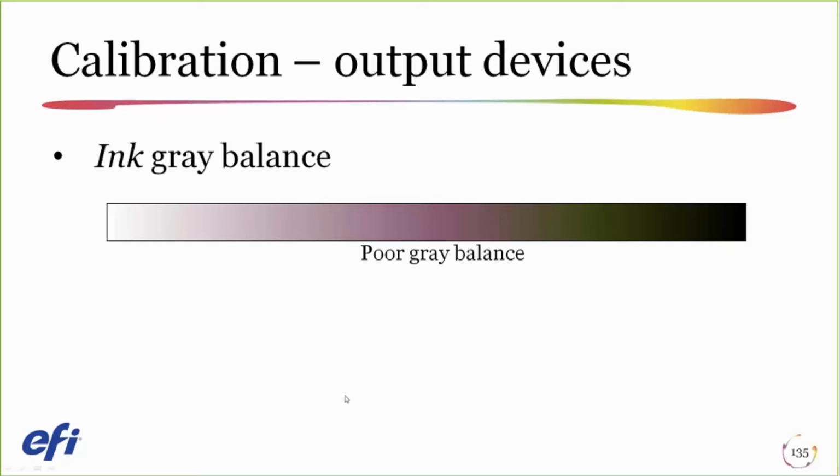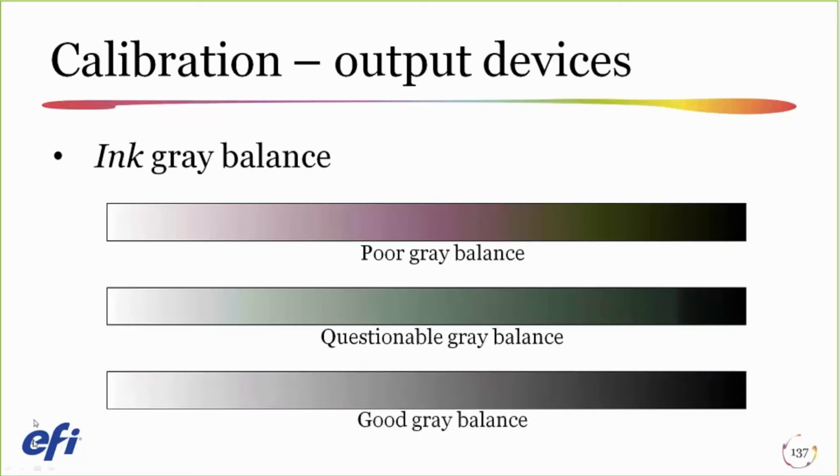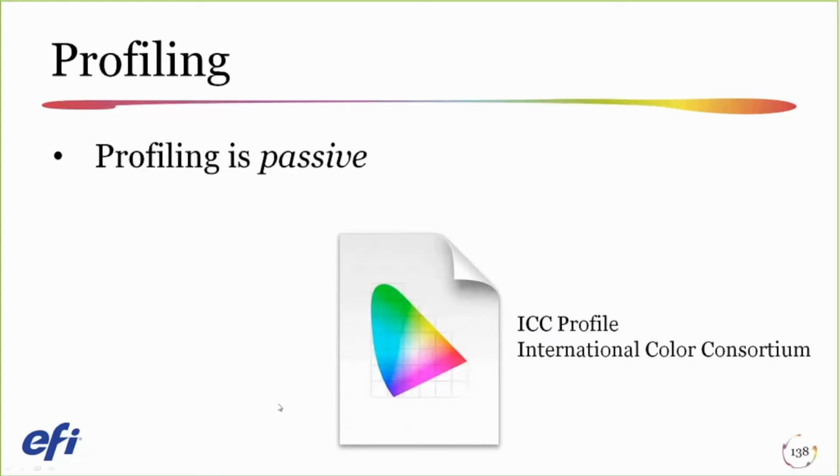And finally, a gray balance. On inkjet printers, we want to try to set a good gray balance. Here's a poor gray balance. It starts neutral, goes magenta, then green. Here's, well, questionable gray balance. It starts at white and it goes through kind of a yellowish cyan. But it's at least even through the tonal range. But this is what I want, nice, good neutrals through the entire tonal range. And all those together give me my calibrated state.